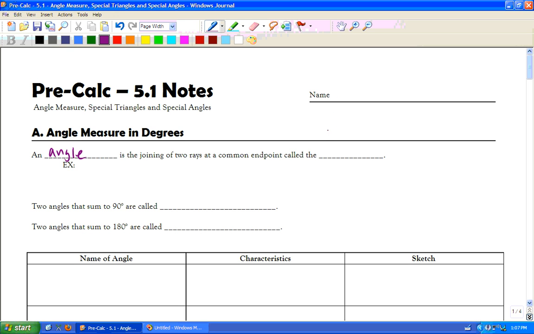One way to think about an angle is the joining of two rays at a common endpoint called the vertex. So if you take a ray starting at any point, extending out to infinity, and take another ray starting at any point, extending out to infinity, that's one way to think about an angle.